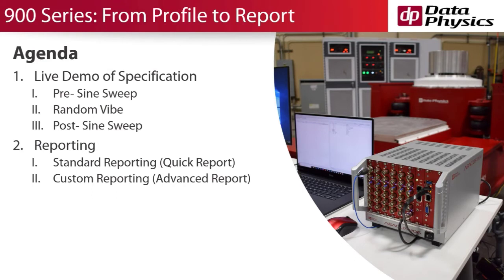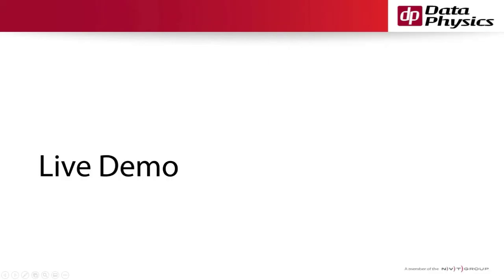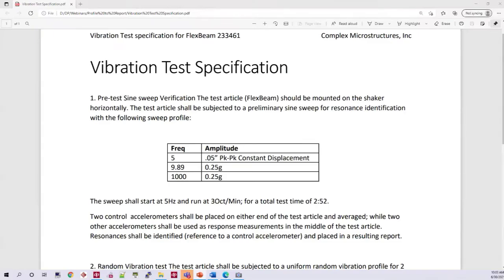You'll see as I show you the test specification, it includes a pre-test sine sweep, a random vibe test, and a post-test sine sweep, which is a common pattern in vibration testing. You identify your resonances before you start a test, you run the test, and then you see if your resonances have shifted. So with that, I'm going to get to the live demo.